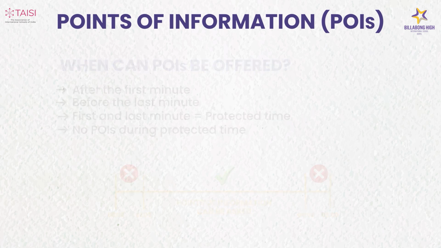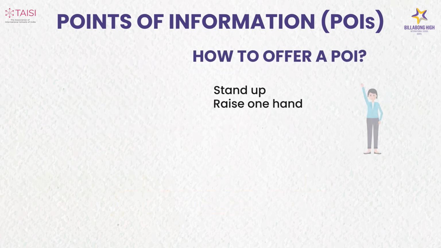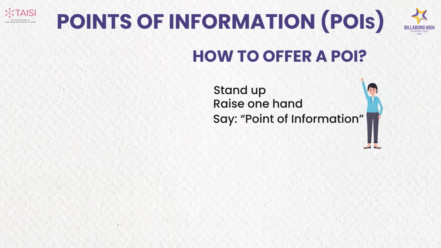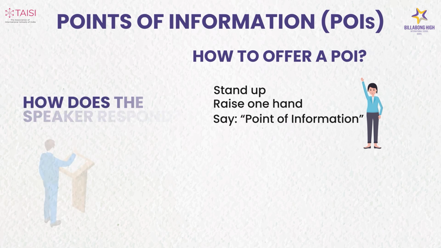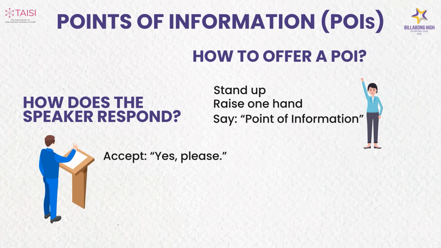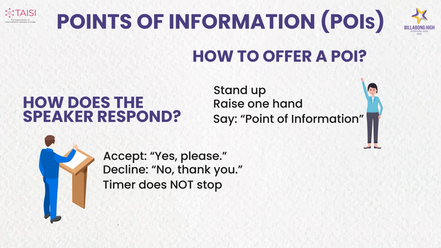In order to offer a POI, a debater stands up, raises one hand and says, "Point of information." If the speaker wishes to accept the POI, they may stop their speech and say, "Yes, please." Listen to the POI and respond to it. If the speaker does not wish to accept the POI, they may simply say, "No, thank you," and move on with their speech. Please note that while a speaker is taking a POI and responding to it, the timer does not stop. A POI cannot be longer than 15 seconds.